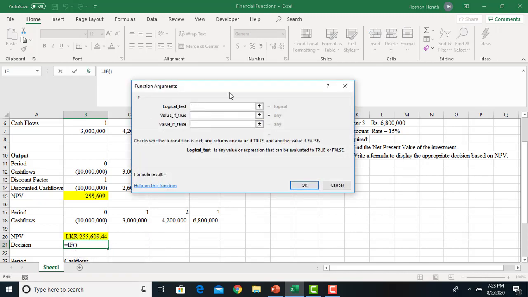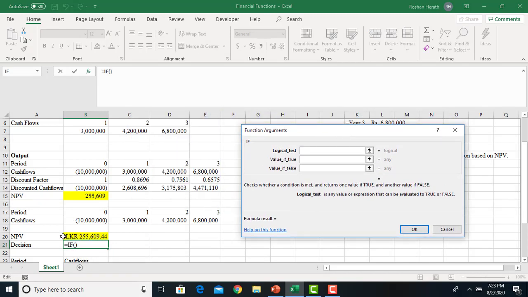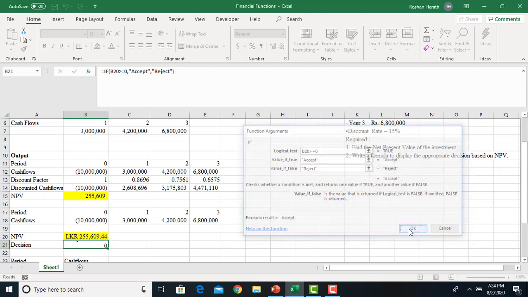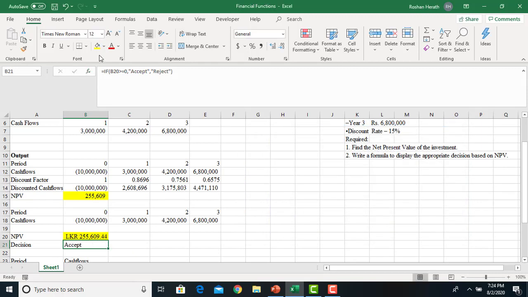If your logical test is going to be whether this value is more than or equal to 0. So if it is more than or equal to 0, then you are going to say this project must be accepted. So the project should be accepted, or Accept, let's say, or otherwise that has to be rejected. Reject. Then you can see the project is accepted. Project should be accepted.